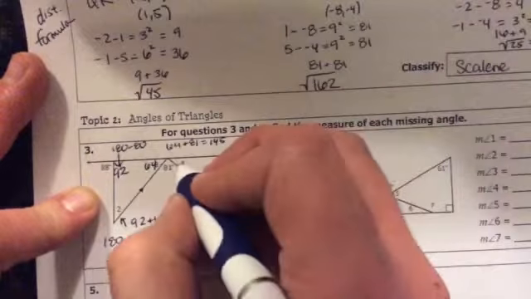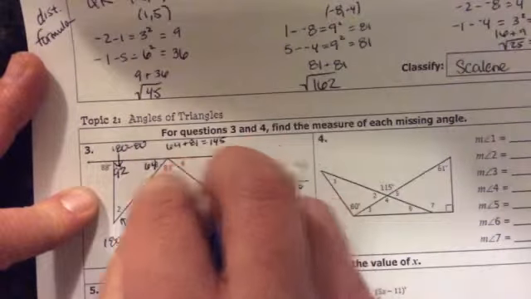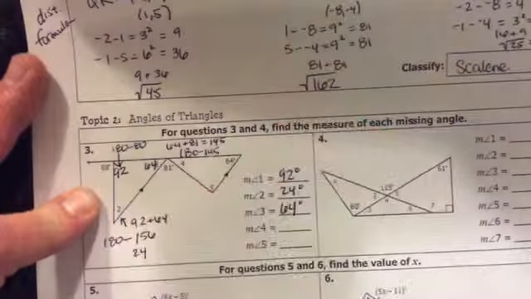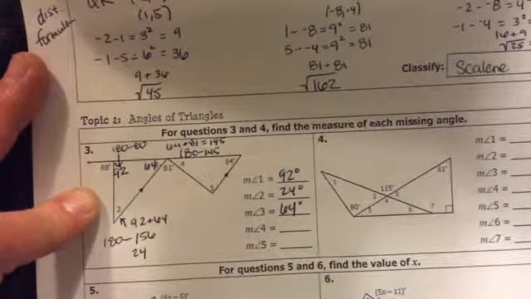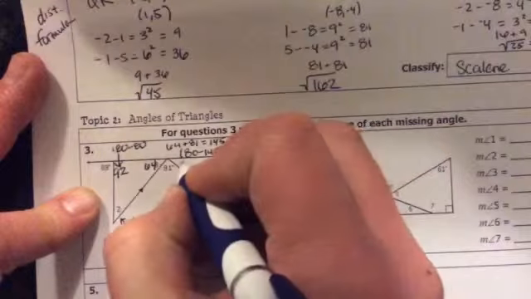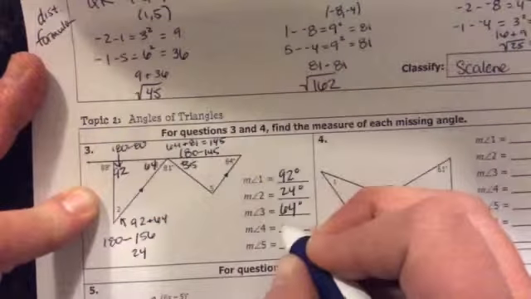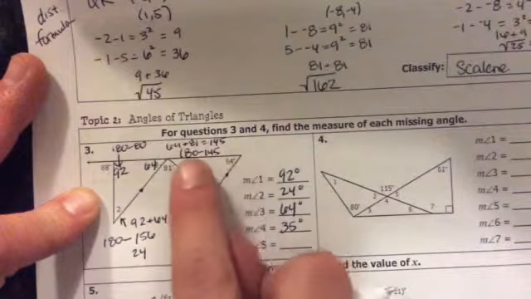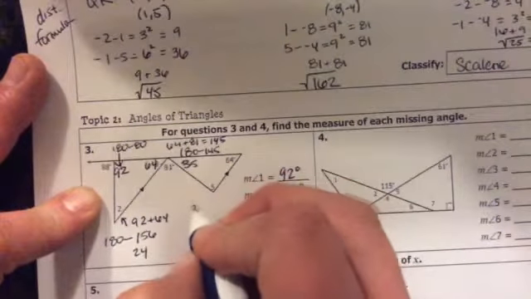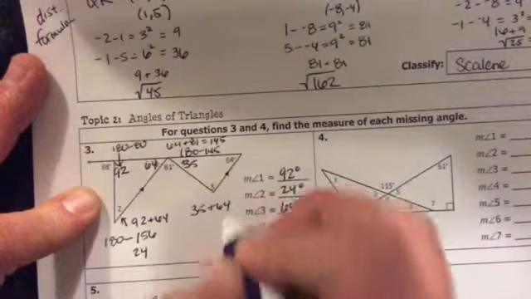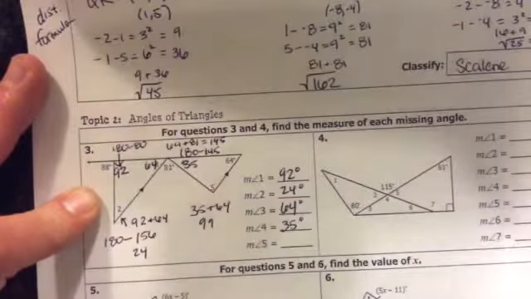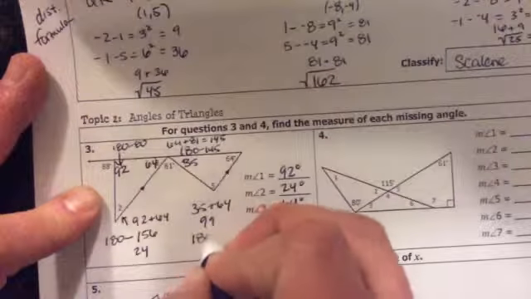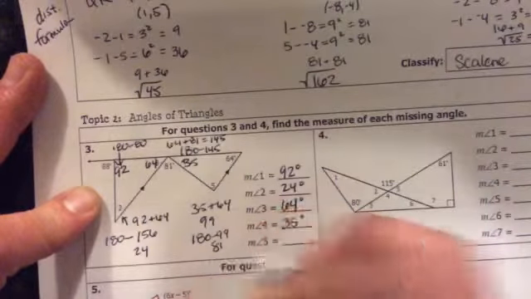Alright? And we know that this piece plus those two makes 180, so I'm going to do 180 take away 145, 35 degrees. Now what I know is I have a triangle, 64 and 35, and I gotta find the other one. 35 plus 64, that's 99. 180 take away 99 is 81.